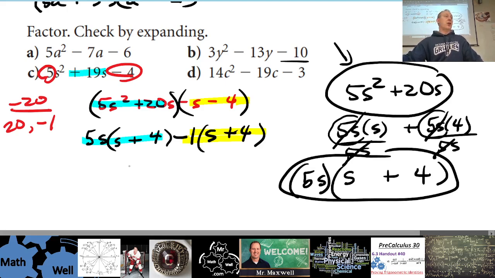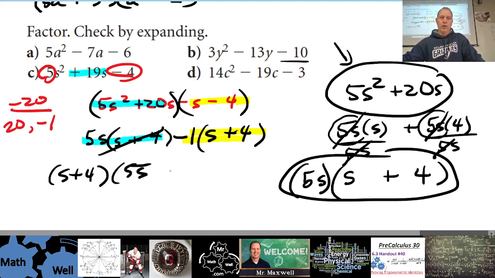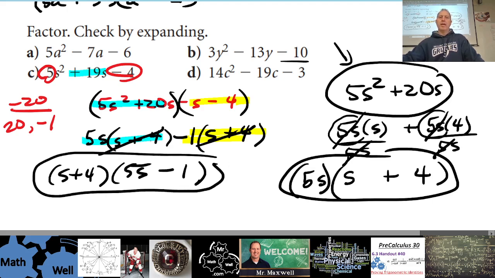Okay, so I pull this common factor out. What's the common factor? S plus 4. It's in both terms. What am I left with when I divide s plus 4 out of this term? I'm left with 5s. Cool. What am I left with when I divide s plus 4 out of this one? I'm left with minus 1. You take the common factor and you pull it out and put it in front as the common factor.